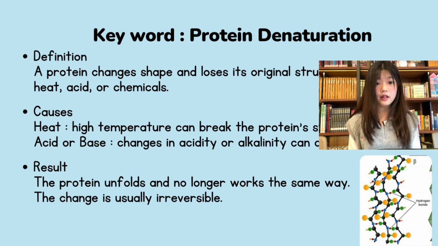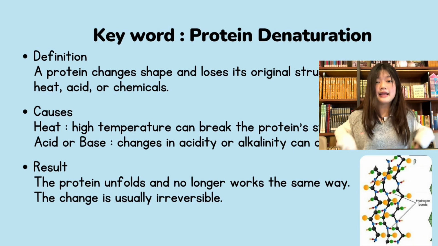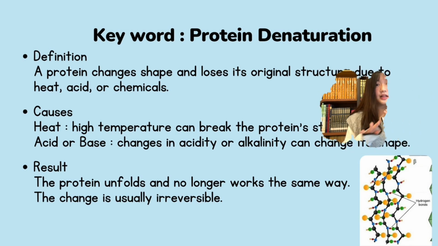A clear example of this process is cooking an egg, where the heat causes the egg white proteins to denature, turning them solid, a change that cannot be undone.